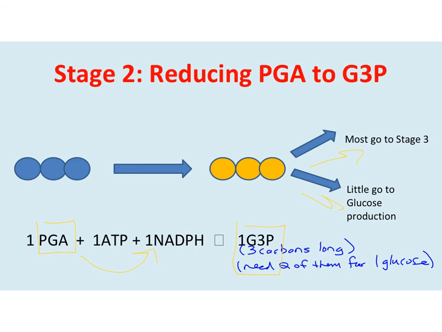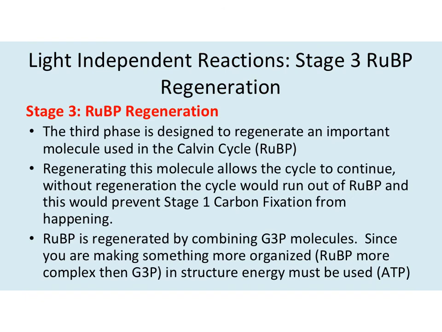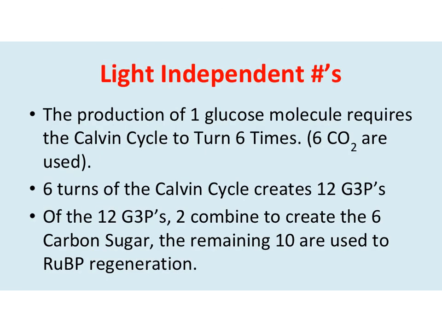But like I mentioned, most are just going to continue on in the Calvin cycle into the last stage, which is stage 3, which is to regenerate RuBP. The third phase is designed to regenerate an important molecule used at the very beginning of the Calvin cycle, RuBP, because the very first step is RuBP combines with carbon, so we have to make sure that we keep refilling the RuBP. Regenerating this molecule allows the cycle to continue. Without regeneration, the cycle would run out of RuBP, and this would prevent stage 1 of carbon fixation from happening. So RuBP is regenerated by combining some G3P molecules, and since you are making something more complex, you need a little bit of ATP in order to do that.